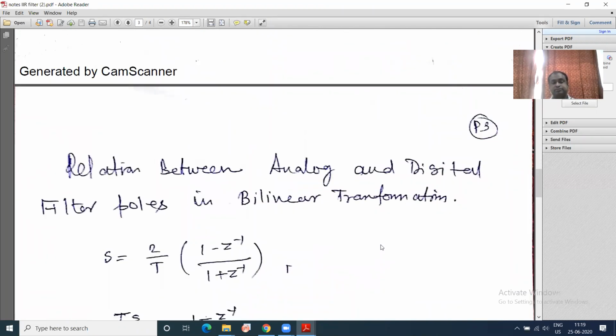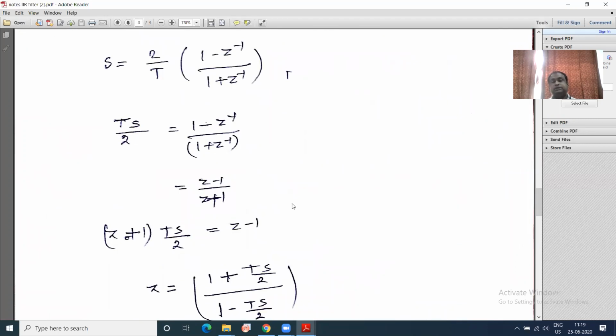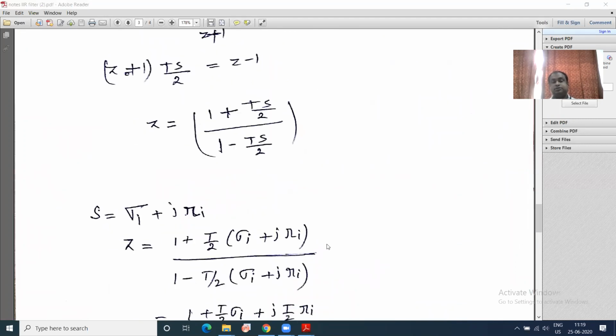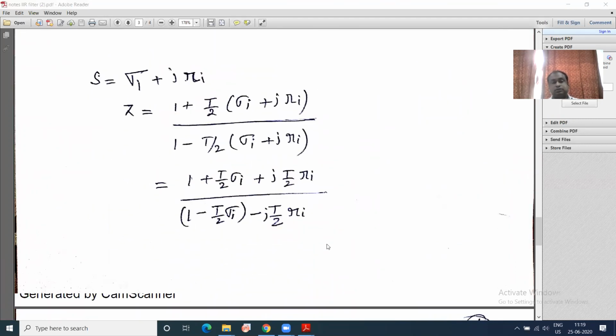That we have discussed. Now, in this regard, we have also discussed how different poles that are lying in the S plane will be mapped into the Z plane. For a stable system in the analog domain, the poles have to lie in the left half S plane. And for an unstable system, poles have to lie in the right half S plane.